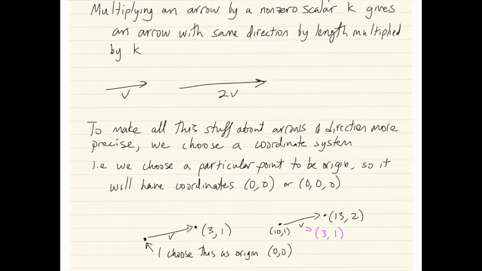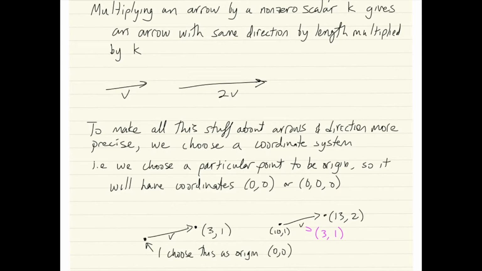Okay, so to make all this stuff about arrows and directions a bit more precise, we can choose a coordinate system. You might be familiar with the xy coordinate system. And so points in the coordinate system have coordinates, the x coordinate and the y coordinate. When we're in 2 dimensions, it'll have 2 coordinates. In 3 dimensions, points will have 3 coordinates.